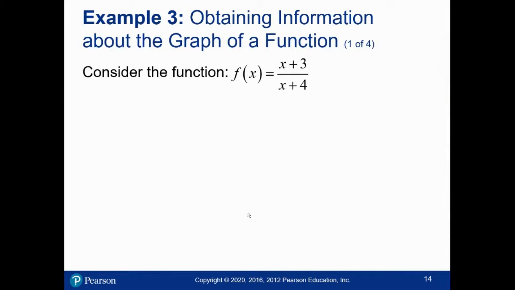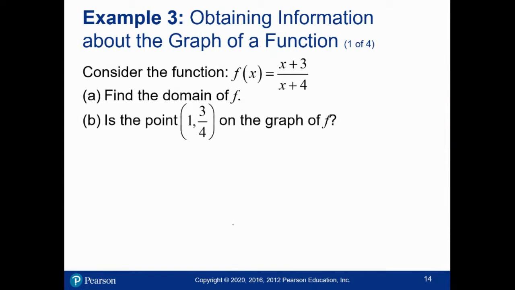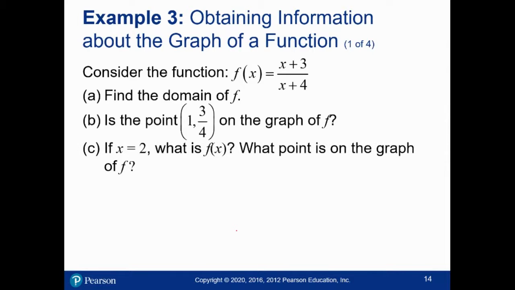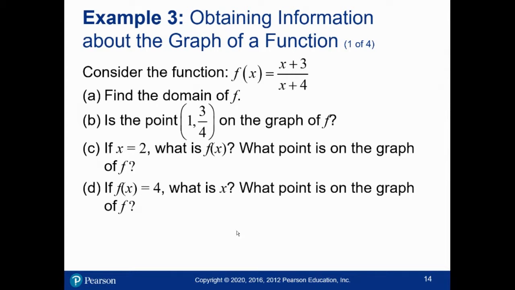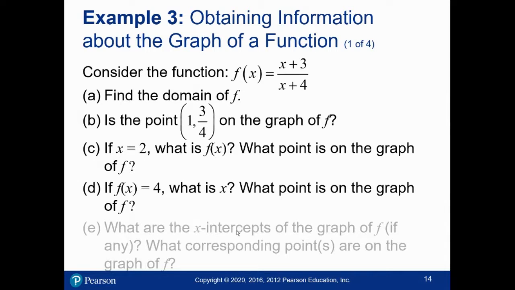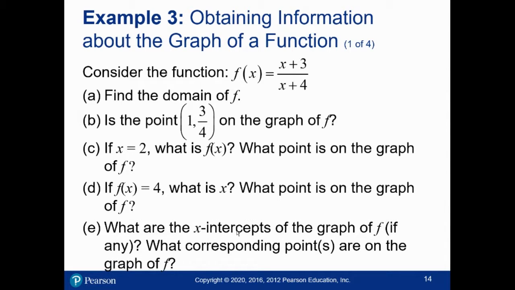Another example, consider the function f of x. Find the domain. Check if a point is on the graph. If x is 2, what is f of x? What is the corresponding point on the graph? Reverse, if f of x is 4, what was the x value that got me there, and what point on the graph corresponds to it? And then what are the x-intercepts and corresponding points? So again, I'll pause while you do this.